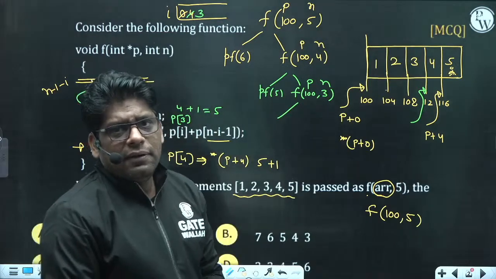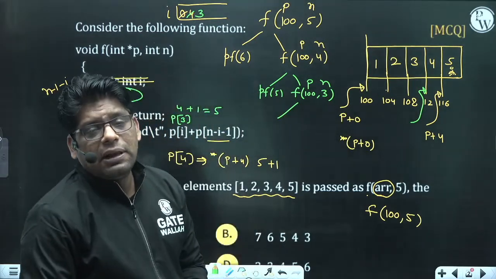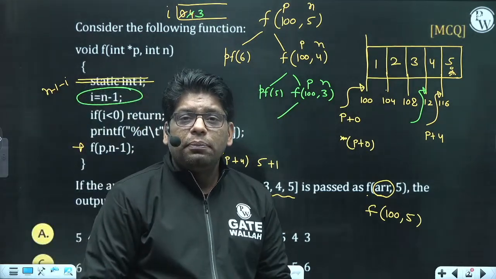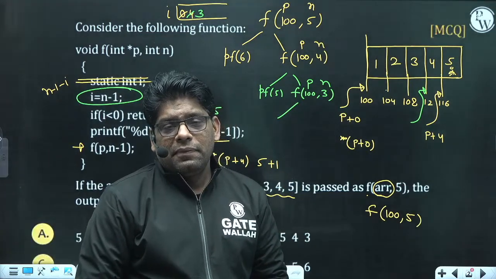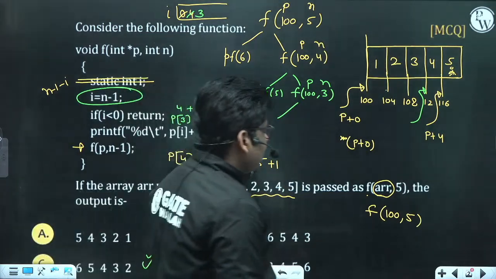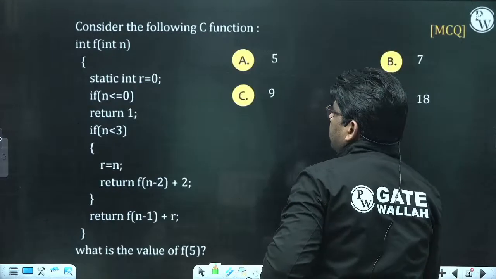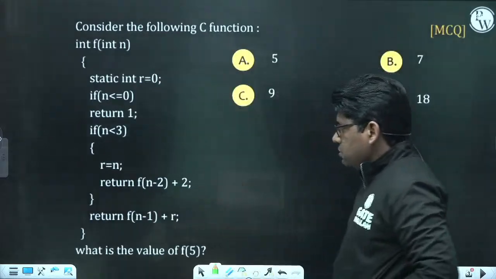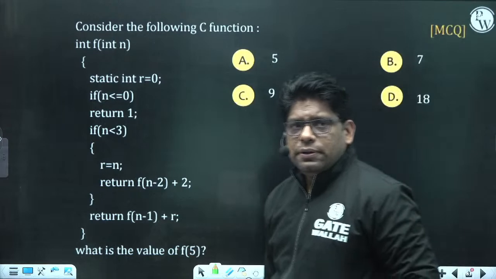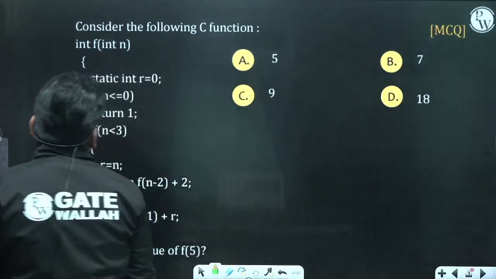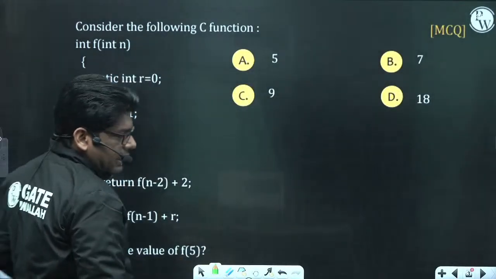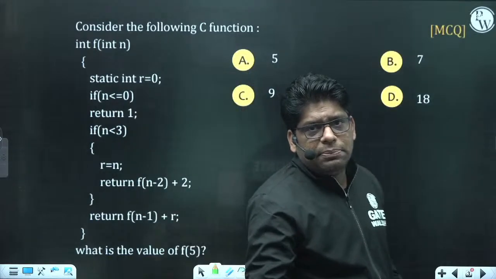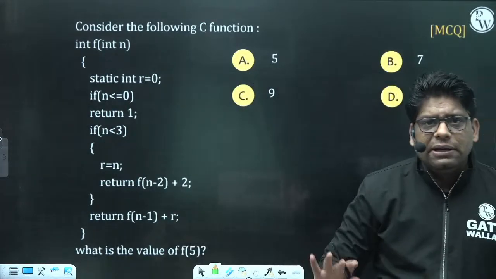We need not solve it further. Important thing, static variable: its lifetime is throughout the program. No redeclaration. The value persists between different function calls. Just try to solve this question. Recursion with a static variable is the most important concept coming to GATE.